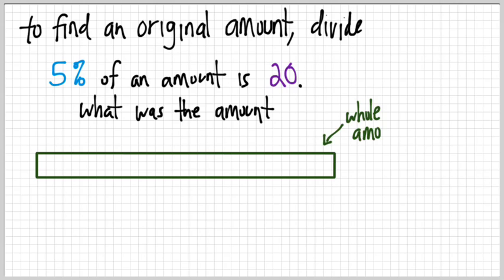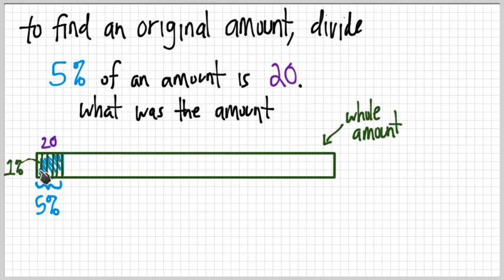I draw a bar and I say, this is our whole amount. This is the amount we're trying to find. It's that amount that we don't know. We know that 5% of it is 20. So 5% is just this small chunk. It may not be to scale, but I'm just going to say this is 5%, and that's 20. Now, inside this 5%, we have five 1%. We could break this 5% up into five pieces that are each 1%.